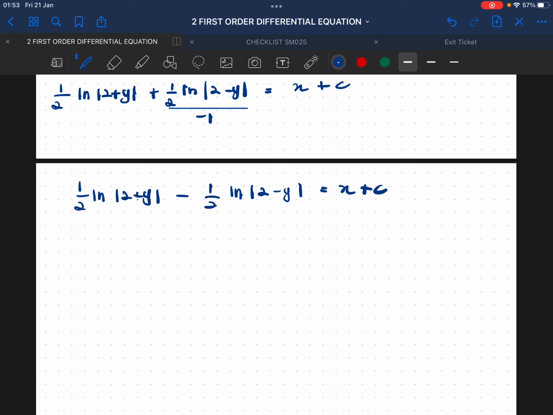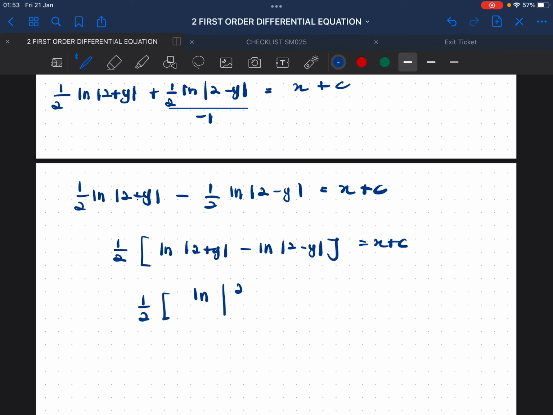Okay, let's say if you want to make it simple, okay, we can make it simple. So here is your 1 over 2. 1 over 2 as a constant, kita boleh keluarkan 1 over 2. So you will have 1 over 2 times ln 2 plus y minus ln 2 minus y, right? Equals to x plus c. So again, your rules of logarithm. We will have 1 over 2. Kalau tolak, dia akan jadi bahagi. That means we will have ln (2 plus y) over (2 minus y) equals to x plus c.